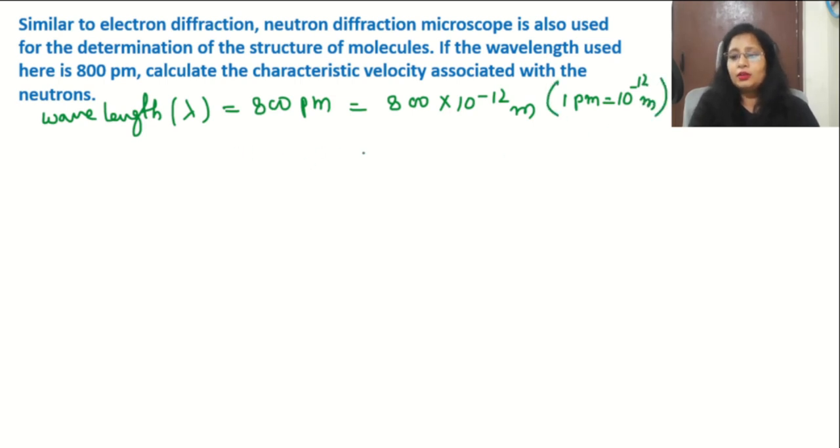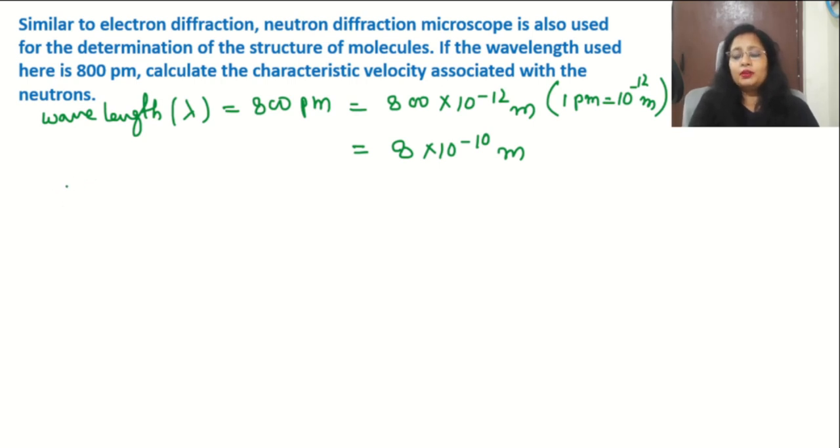Now, we can write this further as 8 into 10 to the power minus 10 meter, because the decimal is supposed to shift 2 steps leftward. So plus 2 is added, minus 12 plus 2, it becomes minus 10. So now we have a wavelength and we need to calculate the velocity of the neutron.